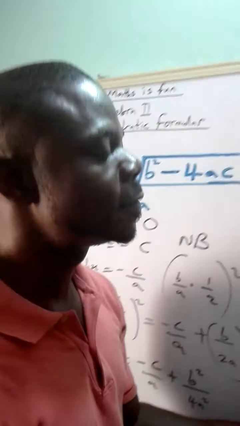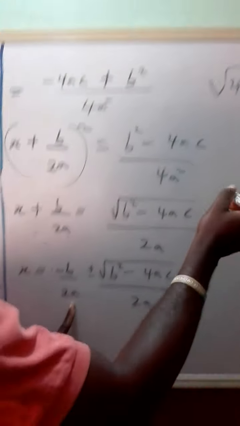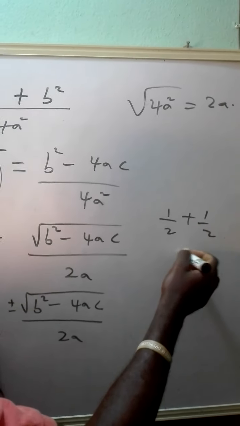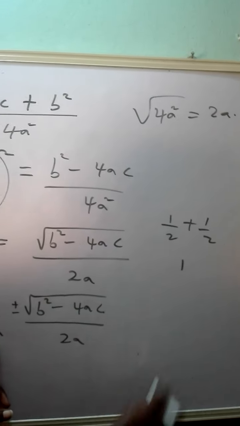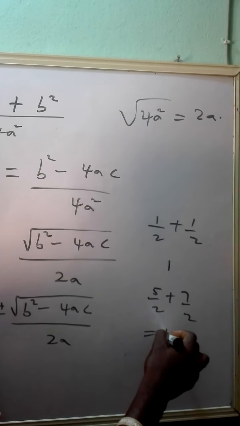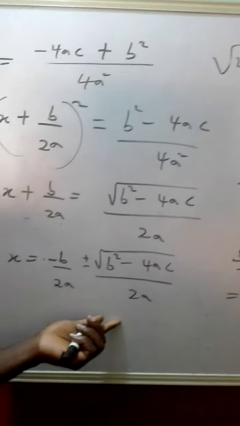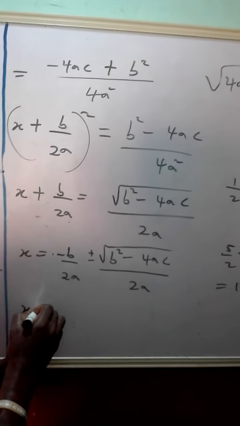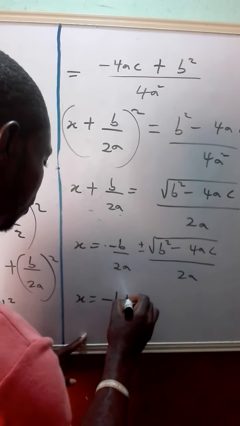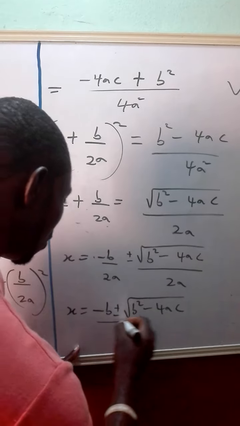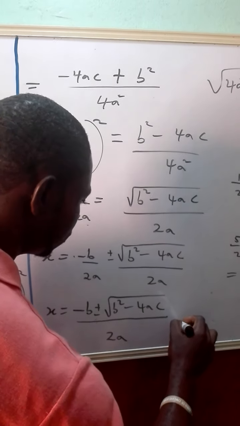Now, remember, in mathematics, you were told that when you have the same denominator, you add the numerators. Let's assume that you have 5 over 2 plus 7 over 2. I think the answer here is 12 over 2. So the same thing here. Since we have 2a over 2a, your final answer will now be x equals minus b plus or minus the square root of b squared minus 4ac all over 2a. Good.